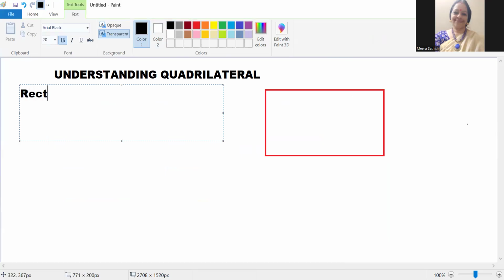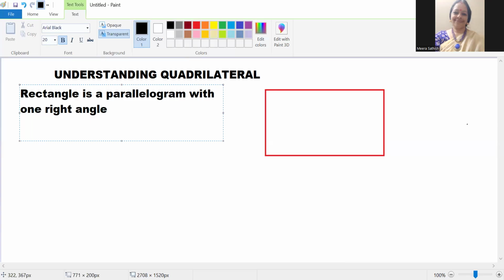So what is the definition of rectangle? If I ask generally, children will say, oh, it's a four-sided figure with all angles 90-degree, right angle, opposite sides equal, all these things. But no need to describe this much. Rectangle is a parallelogram with one right angle. Parallelogram with the one right angle.